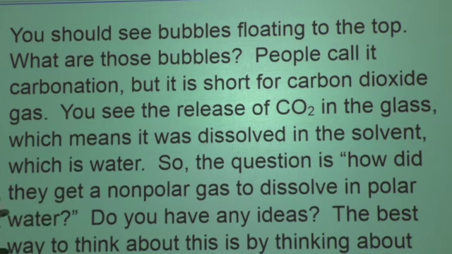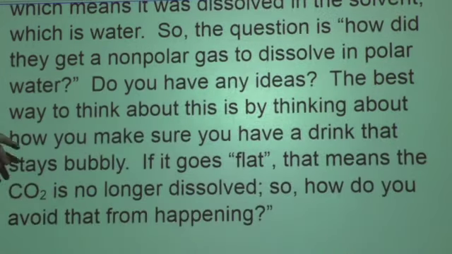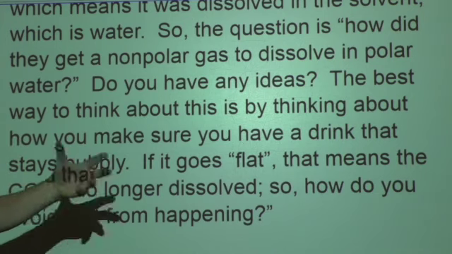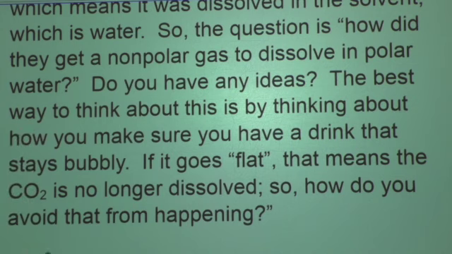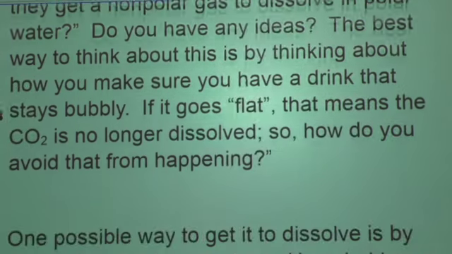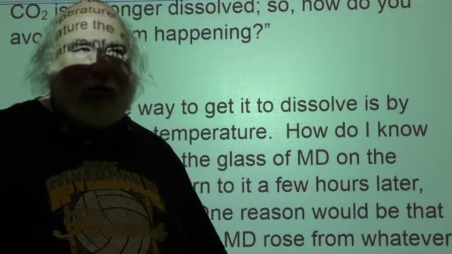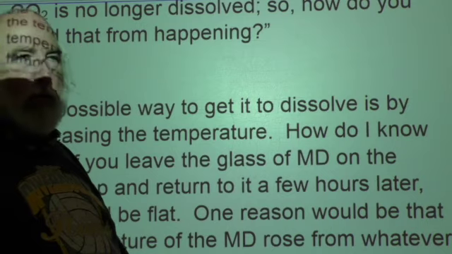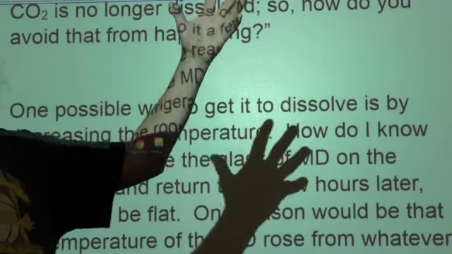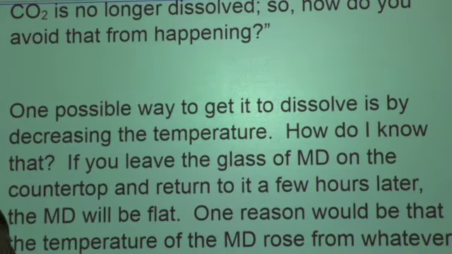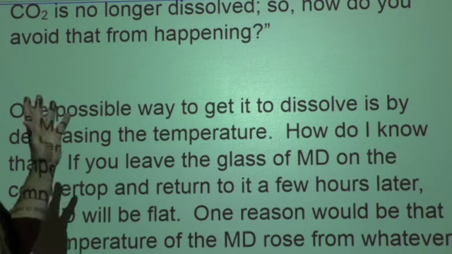So the question is, how did they get a non-polar gas to dissolve in polar water? And the best way of thinking about this is to make sure that you have a drink that stays bubbly. What are we going to do to make sure it doesn't go flat? Okay? So if you think about it on a hot day, you know that if you pour a glass of Mountain Dew and let it sit for a while, it's going to get flat. Flat meaning that the carbon dioxide leaves and is not there, and you take a drink of that and you just go, oh, this is just nasty.